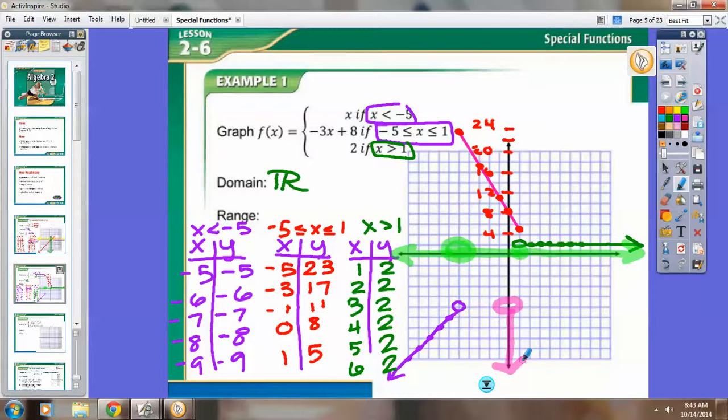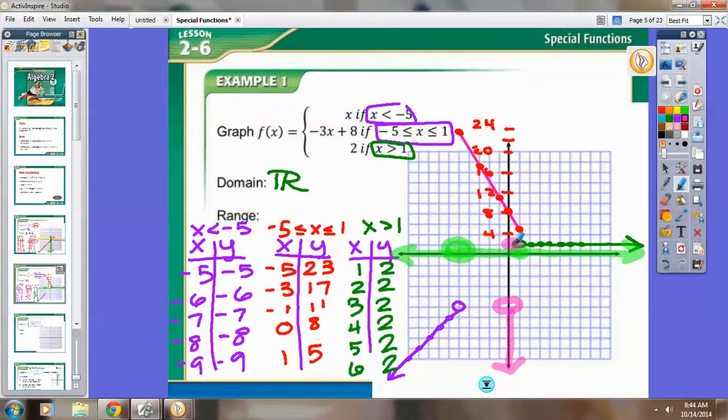Go to my green piece. I'm going to take that green piece, I'm going to slide it over to my y-axis, and it's just going to be a point. A point at what value? 2. At 2. Just a point. We can't rotate that piece at all. We're just going to squish it straight across.